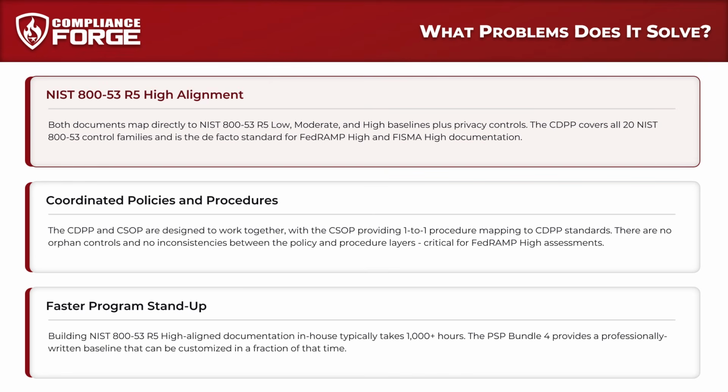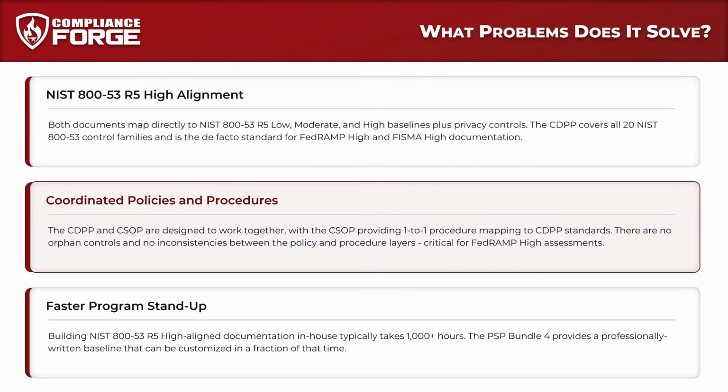Both documents map directly to the low, moderate, and high baselines, plus privacy controls. The CDPP covers all 20 control families, and is the de facto standard for FedRAMP High and FISMA High documentation. The second is coordinated policies and procedures.